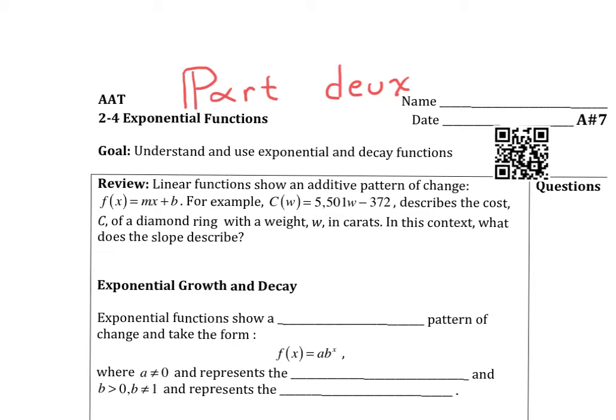Hello, algebraites. We're going to be continuing on 2-4 exponential functions, part 2. So our goal is to understand and use exponential growth and decay functions.